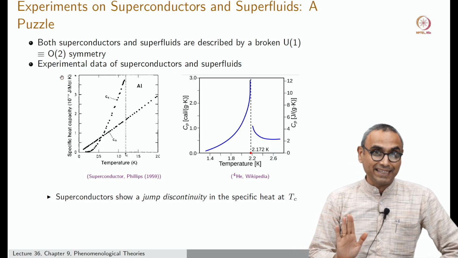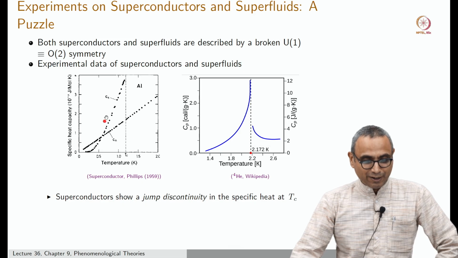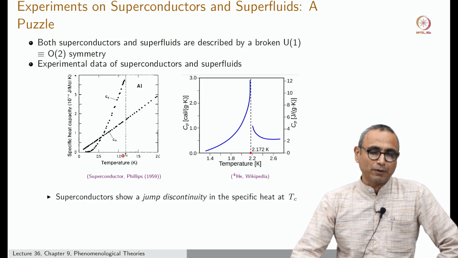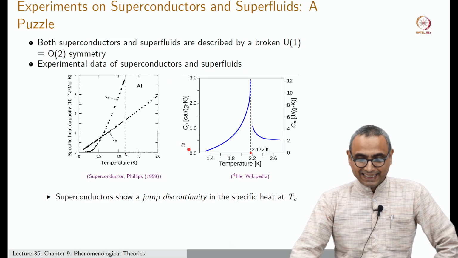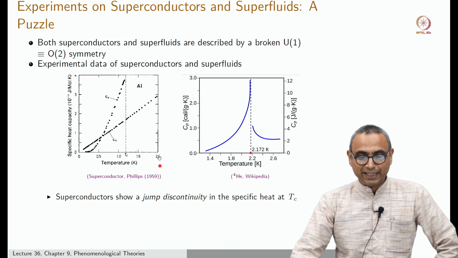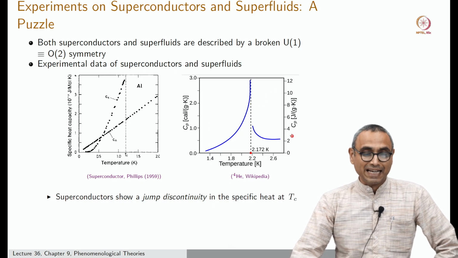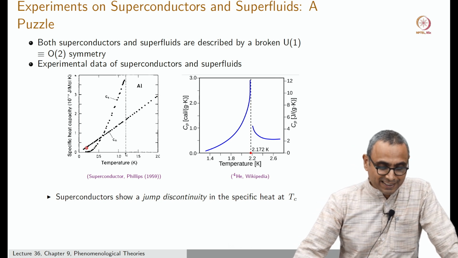Remember, there is no theory here, it is all measured data. What is shown on the left hand side is the specific heat of aluminum, which becomes a superconductor at something like 1.2 Kelvin. And this is the specific heat of superfluid helium as it undergoes this lambda transition. Okay. So, let me walk you through the result here.